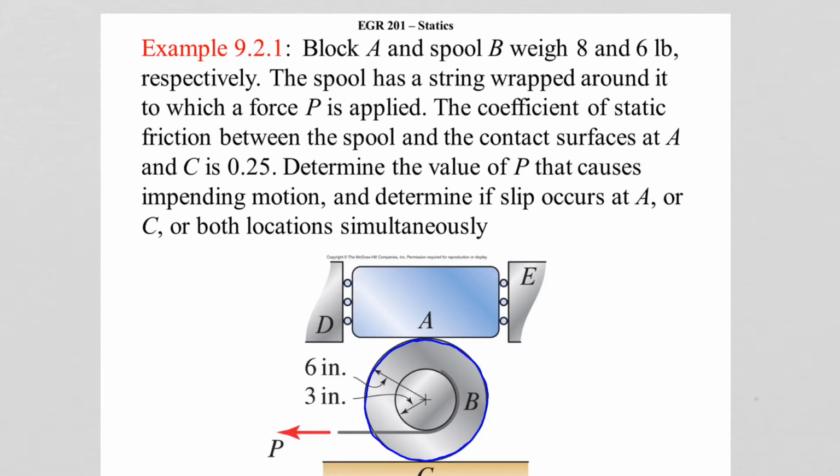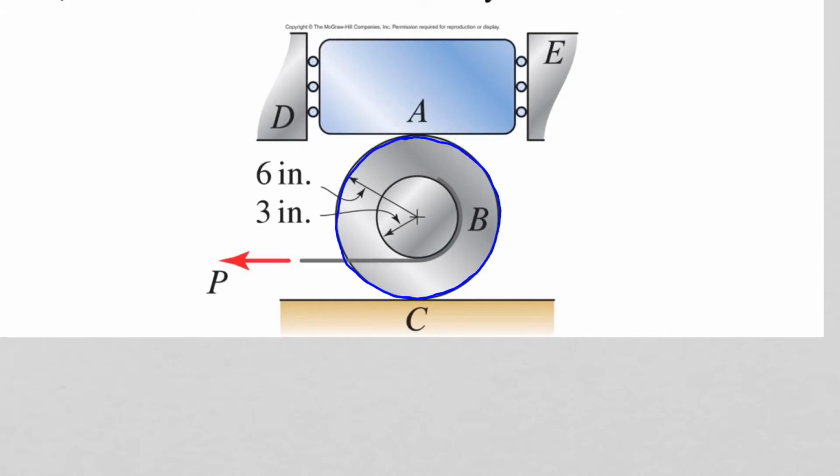We see that block A is on rollers, so it can move freely up and down also. But what we want to do is really look to see if it's going to slip at A or C first in our example. So let's take a look at this a little bit more closely. You can see that this thing could hold at C and slip at A, or we could hold at A and slip at C. And it could kind of roll that way. All right, so let's take a look and see how we can analyze this.